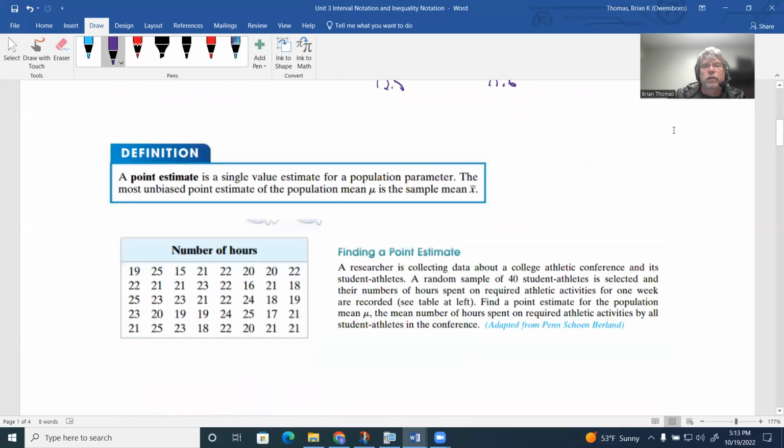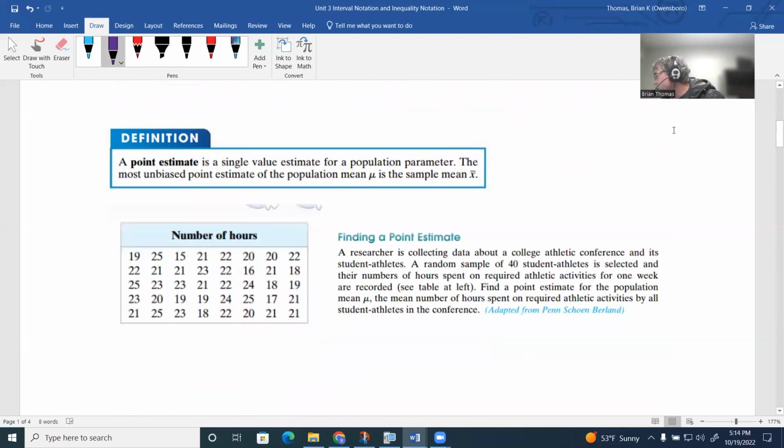So in chapter 6, we're getting into what we call confidence intervals for the mean. So we're talking about these confidence intervals. You know, how good do you feel about something? So one of the things is what's called a point estimate. A point estimate is a single value estimate for a population parameter. The most unbiased point estimate for a population mean is going to be the sample mean.